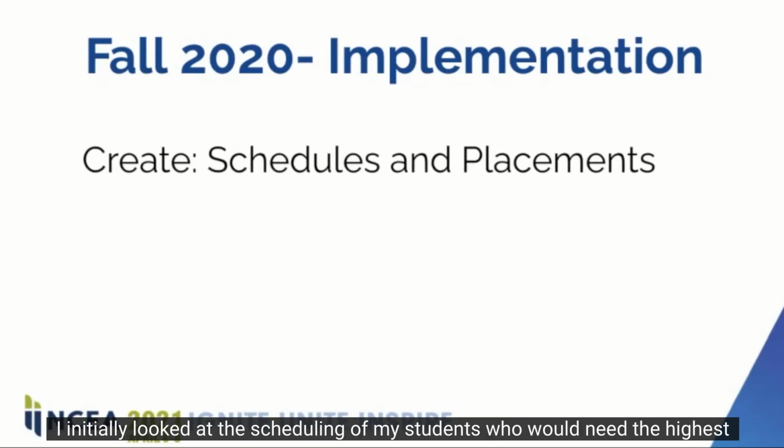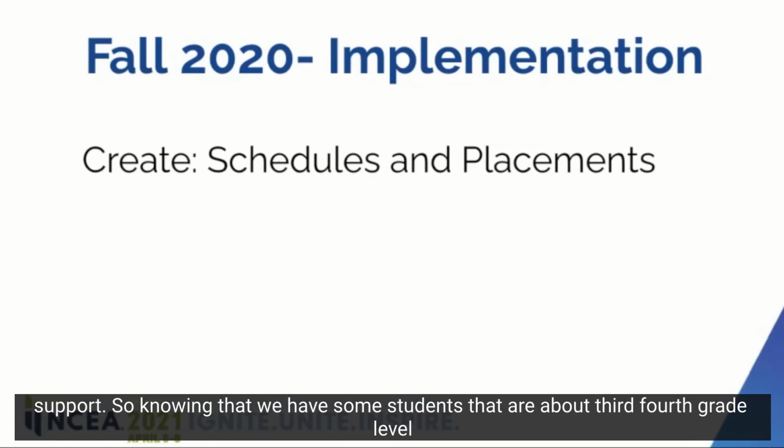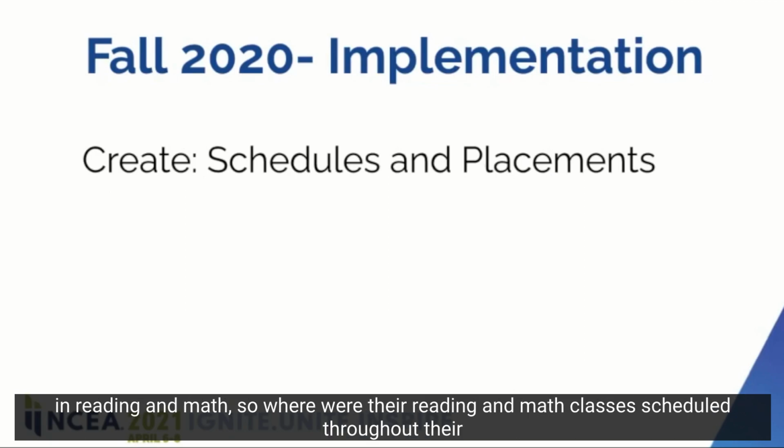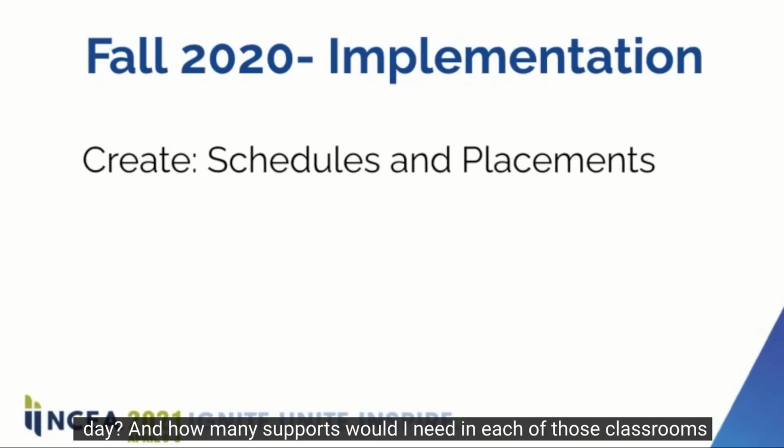So I initially looked at the scheduling of my students who would need the highest support. Knowing that, we have some students that are about third, fourth grade level in reading and in math. So where were their reading and math classes scheduled throughout their day, and how many supports would I need in each of those classrooms if they were in different areas of the school at the same time? So I looked to really find the placements that would work best for the peers and the mentors.